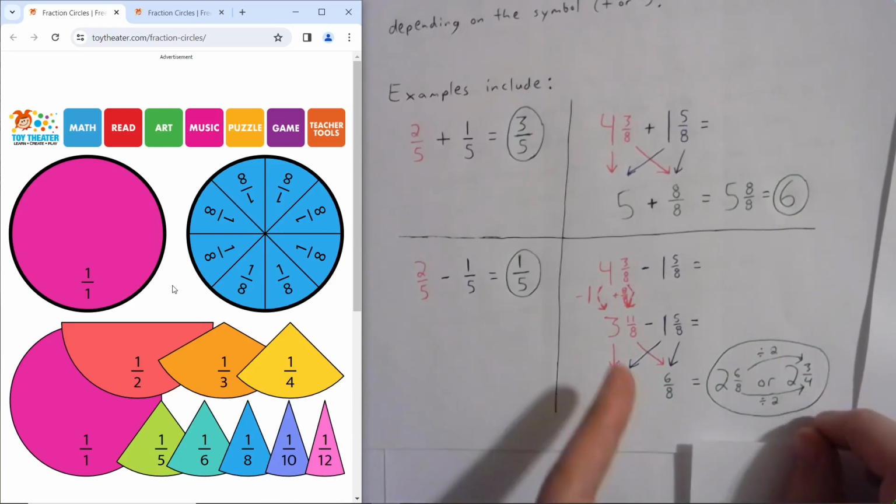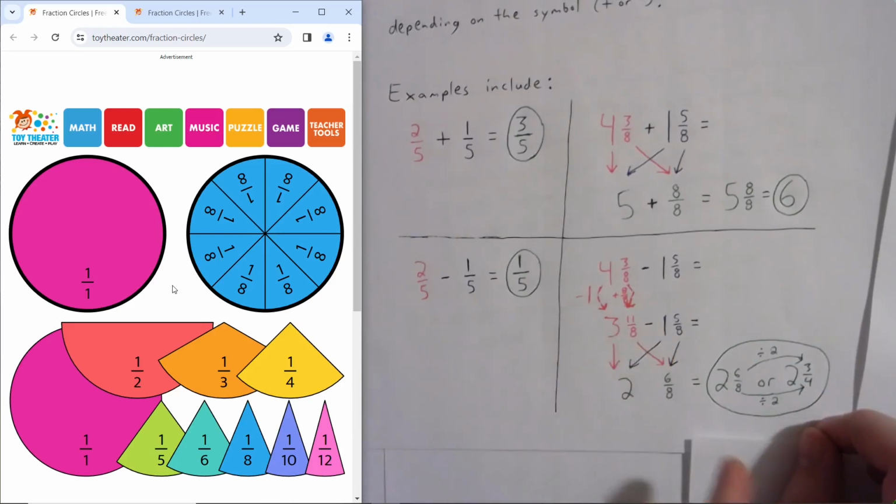So the overall answer to this problem of 4 and 3/8 minus 1 and 5/8 is 2 and 6/8, which is the same in a simpler form as 2 and 3/4.